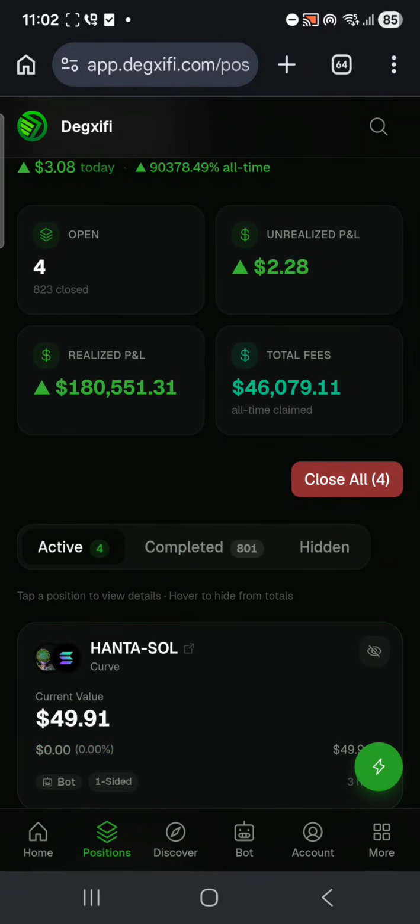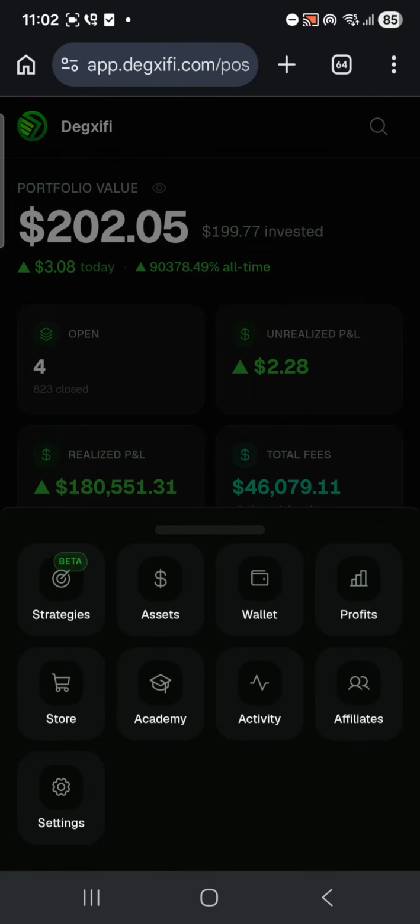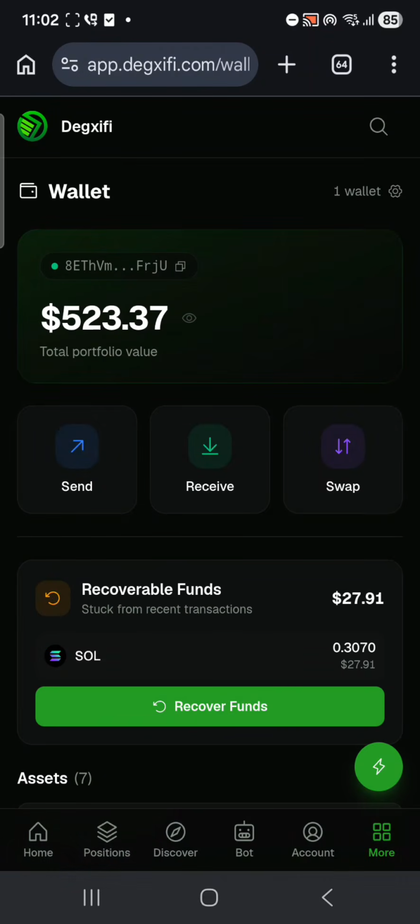So for those of you who said it does not count to your earning, let's go and do the practical right now. Let me go back to my wallet. I'll come to wallet. Now, let me click on recover. Let me recover everything I have here now, because this recovery thing is where the issue is.